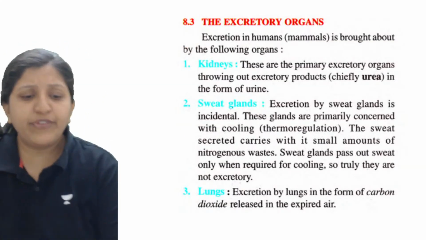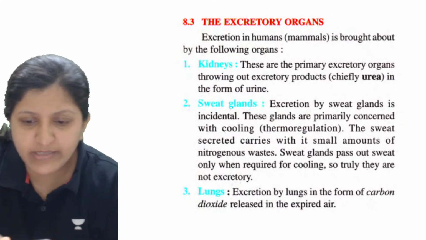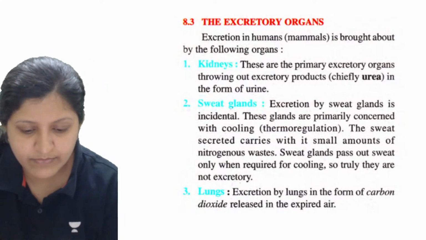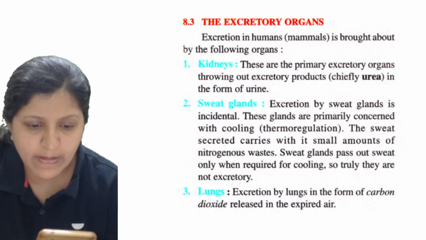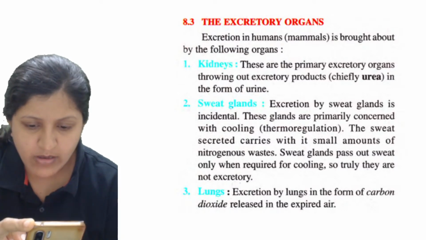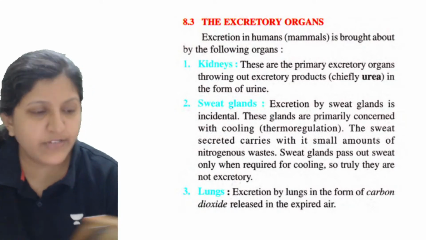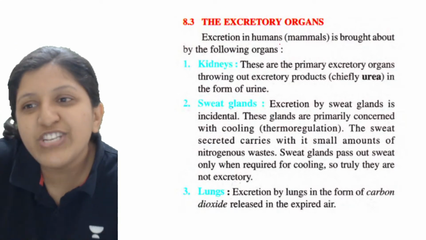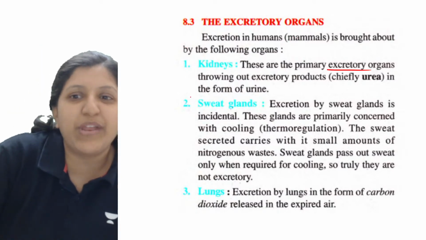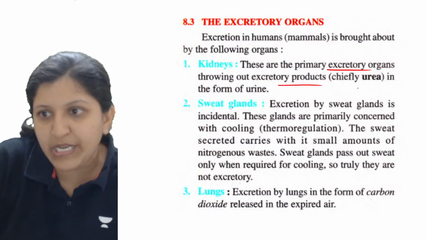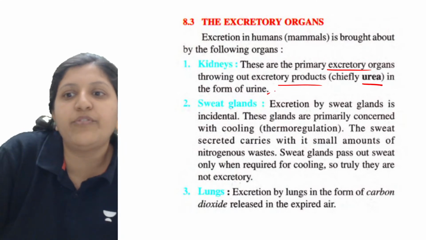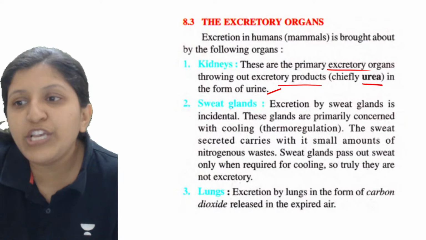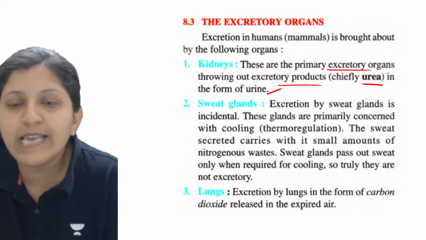So these are the different excretory organs. There are different organs which are there. Kidneys are the primary excretory organs, throwing out excretory products, mainly the urea in the form of urine. Then there is the sweat gland. Excretion by sweat gland is incidental.